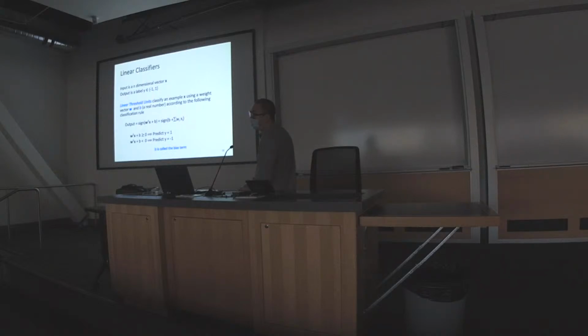And b is called the bias. Any question? What is sign? What is that function? Oh, sign, just look at the sign. If you have a non-negative number, the sign is just 1. If you have a negative number, the sign is -1. That's it. Any other question regarding the definition?